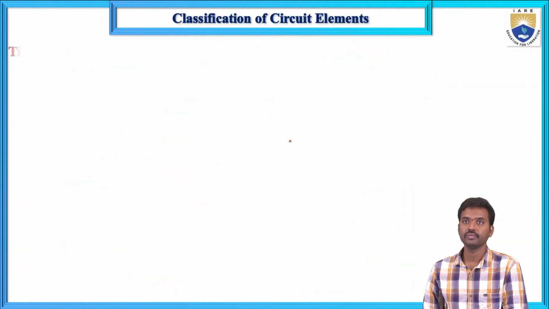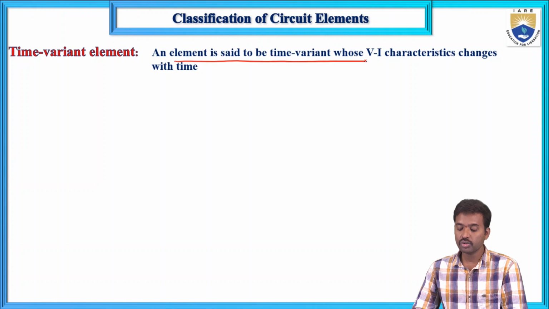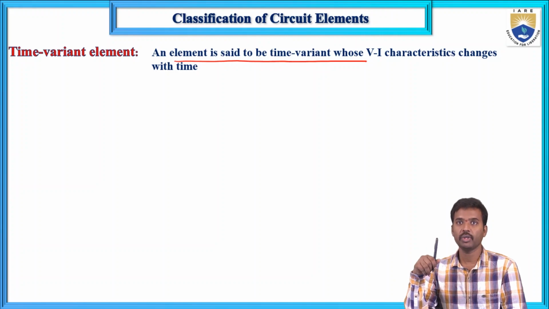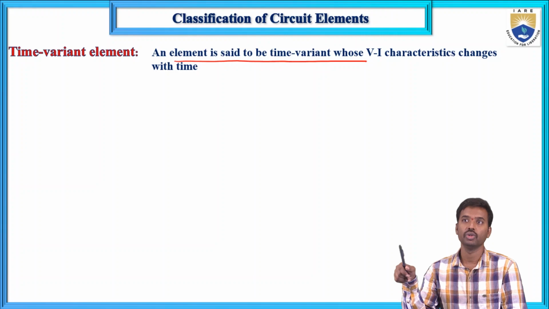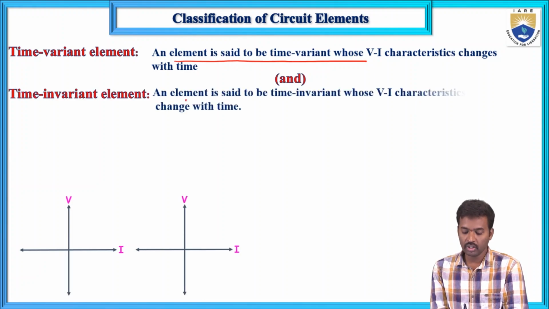So now here, time variant and time invariant. An element is said to be time variant whose voltage current characteristics change with respect to time. This is because of the aging effect. Aging effect means after 1 year, suppose you measure some value for any element, after 1 year that value may change. So the voltage current characteristics are different. Now in another category, time invariant. Here the element is said to be time invariant.